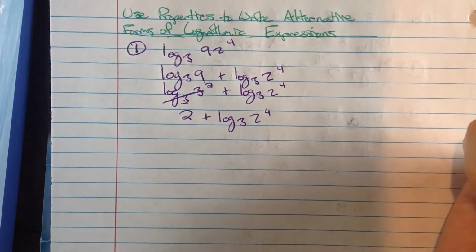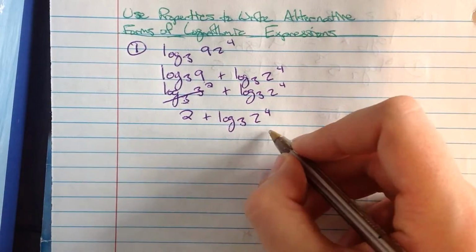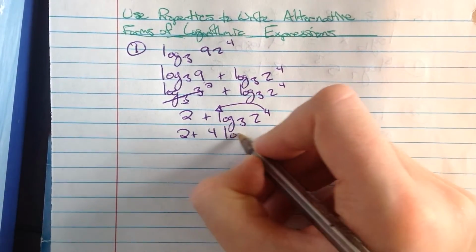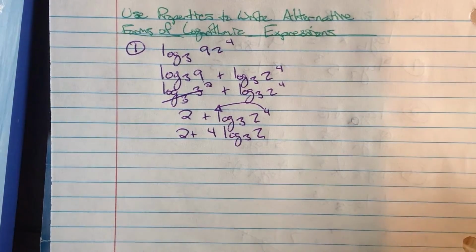So one way of writing this is like this form, but I can also go one step further and bring that 4 out front, the power, and write it like that.